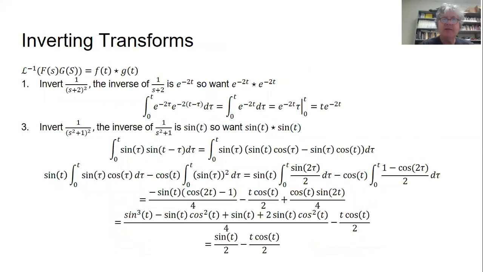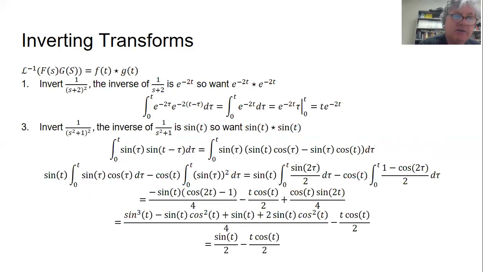So the main thing that convolution is used for when you're doing Laplace transforms is that it's a nice way to invert transforms. The inverse Laplace transform of capital F times capital G is the convolution of little f and little g.